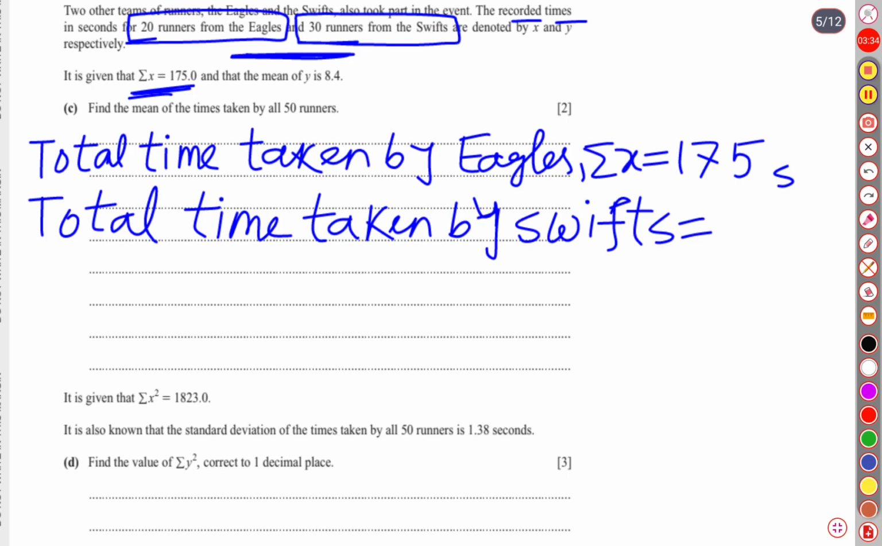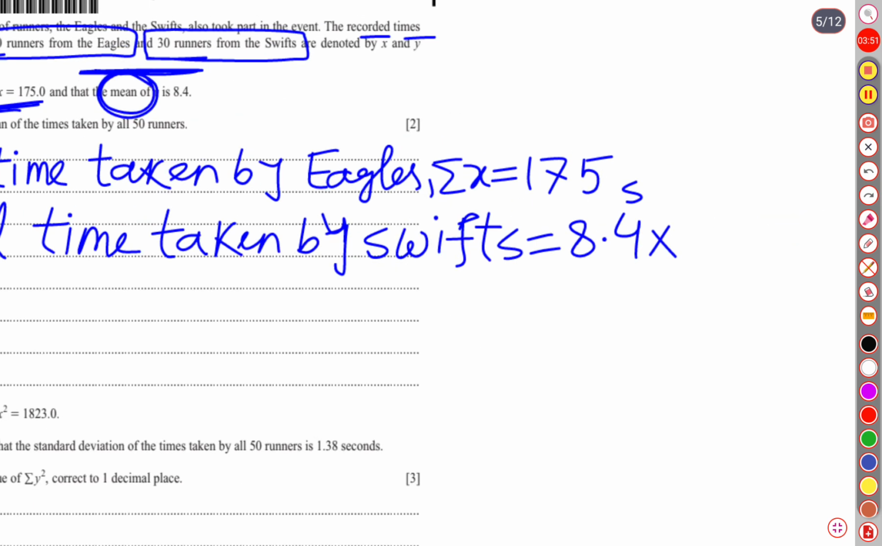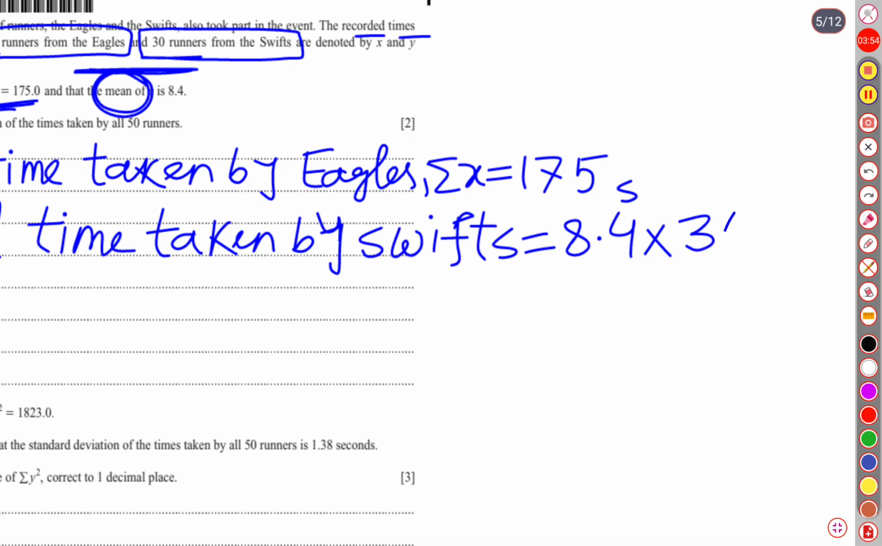The mean time is given, not the total. So if we want to find the total time, we'll have to multiply by the total number. So it is 8.4 into 30 runners. If we multiply 30 by 8.4, it is 252 seconds or minutes, whatever you tell. We are supposing it to be in seconds. Now we are going to find the mean of all 50 runners.